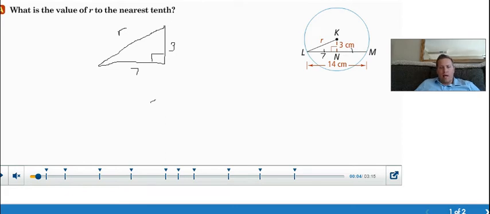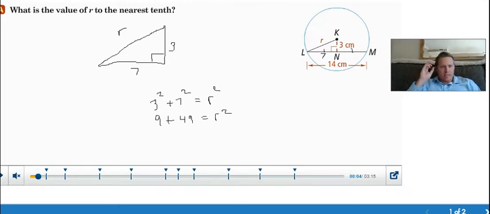So I have 3 squared plus 7 squared equals R squared, and I know it's R because it's across from the 90, which is going to give me 9 plus 49 equals R squared. Then I add these together, and that's going to give me 58. So 58 equals R squared, and I square root both sides, and I get R equals the square root of 58.